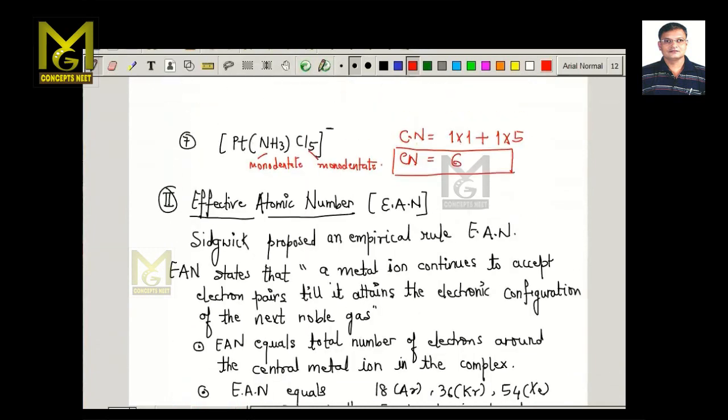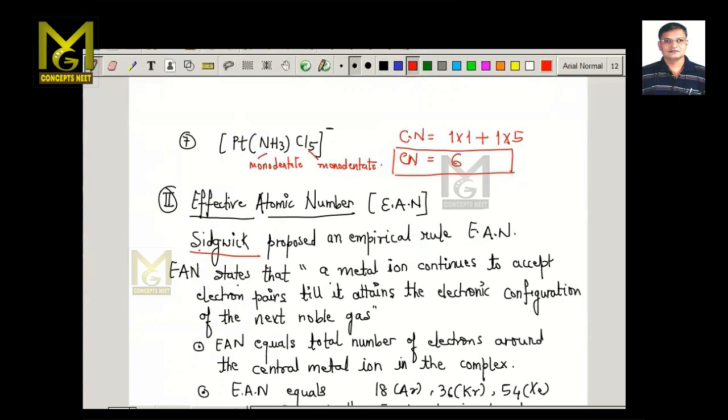The second concept is related to effective atomic number. This effective atomic number was proposed by Sidgwick. Now what does it state? In short, we call it EAN.